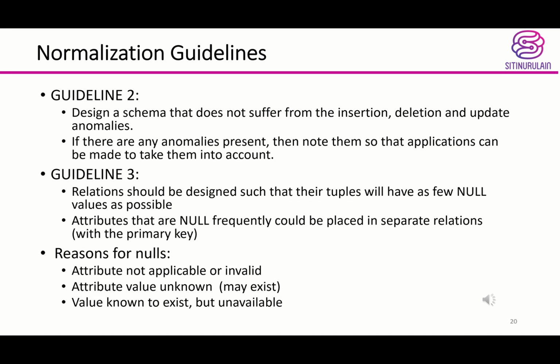Guideline 3. Relations should be designed such that their tuples will have as few null values as possible. Attributes that are null frequently could be placed in separate relations, with the primary key. Reasons for nulls: attribute not applicable or invalid, attribute value unknown, or value known to exist but unavailable.